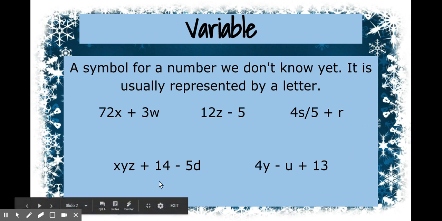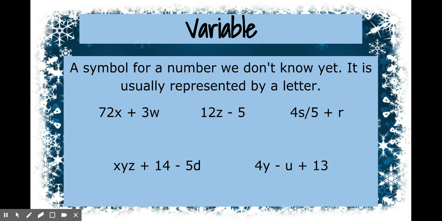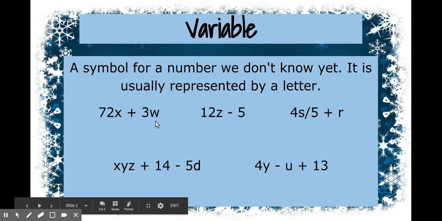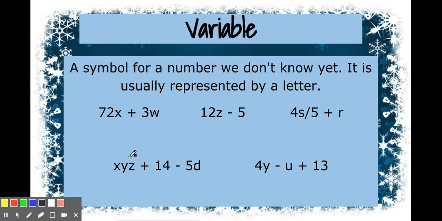Here I have quite a few expressions. In these expressions, we're going to identify the variables. Now, if you know what a variable is, you feel free to pause the video and answer them and then check them when you're done with the video. So we have 72x plus 3w. If I'm going to identify my variables, what I'm looking for are the letters. Well, here I have an x and I have a w. Each letter represents a different unknown value. X is a variable and w is a variable.